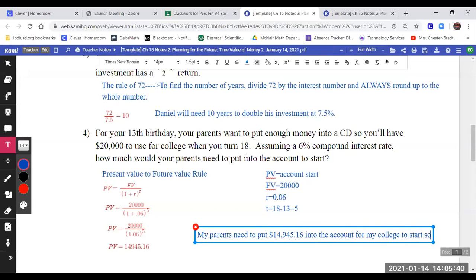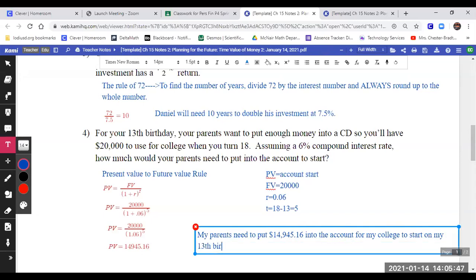So to start on my 13th, not 14th, 13th birthday. So I have $20,000 when I turn 18 for college.